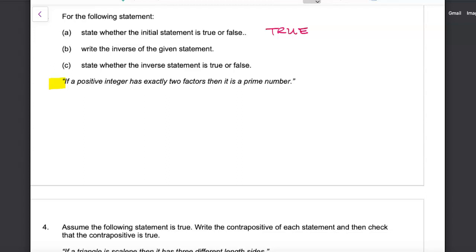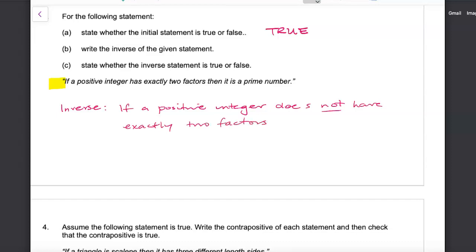Let's write the inverse. I'm just going to write the inverse here. So the inverse is the negation. So if a positive integer does not have exactly 2 factors, then it is not a prime. And if it doesn't have 2 factors, it's not a prime. This also is true. So the inverse statement is also true.